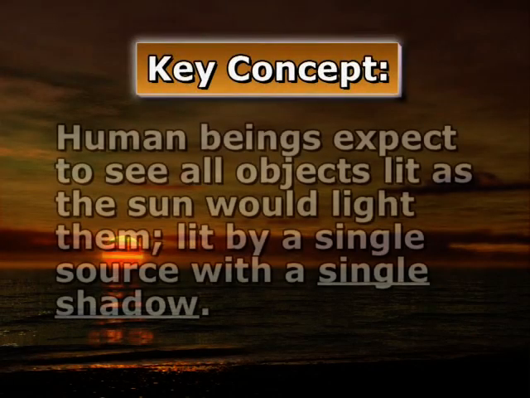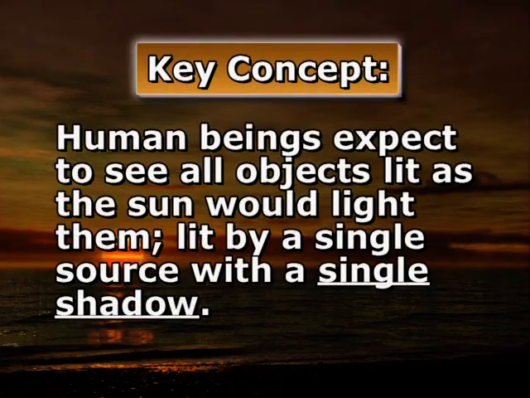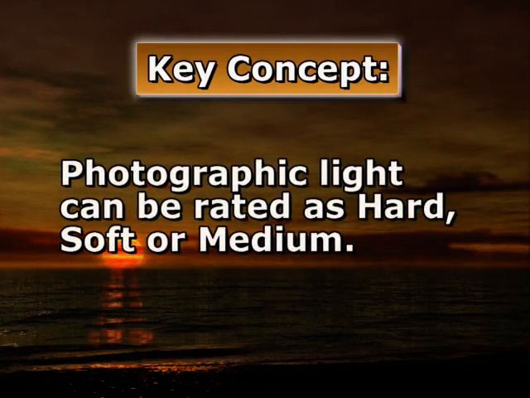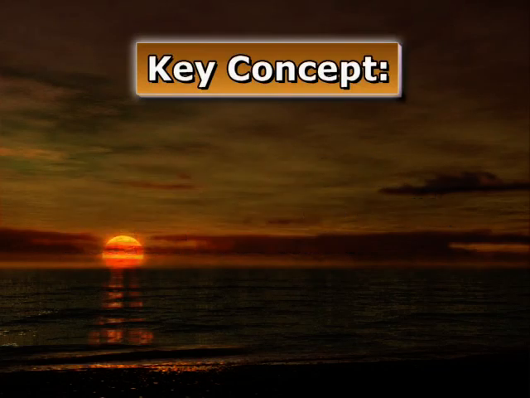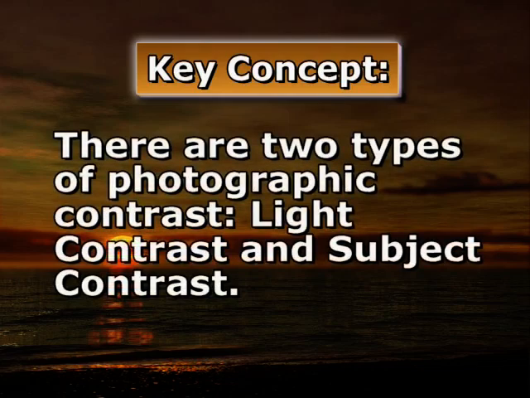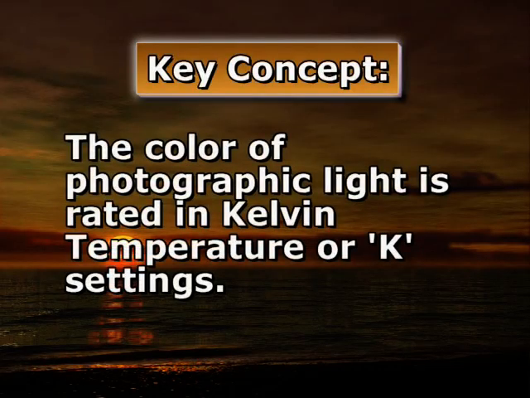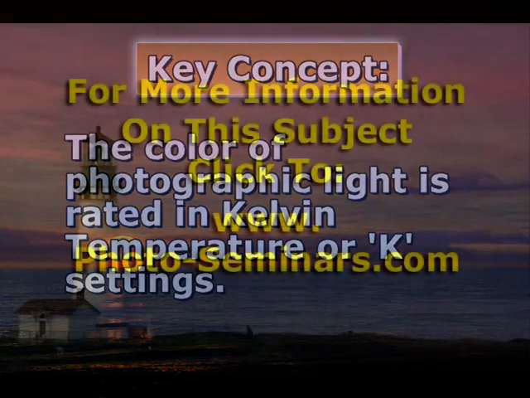Key concept. Human beings expect to see all objects lit as the sun would light them, lit by a single source with a single shadow. Key concept. Photographic light can be rated as hard, soft, or medium. Key concept. There are two types of photographic contrast: light contrast and subject contrast. Key concept. The color of photographic light is rated in Kelvin temperature or K settings.